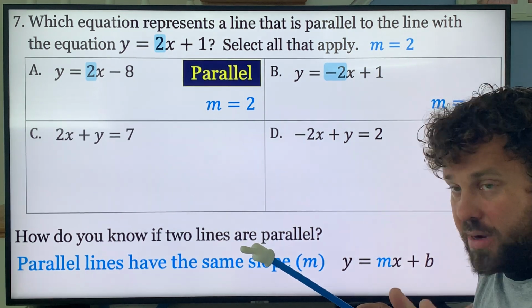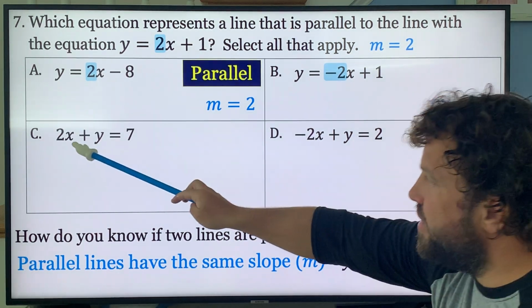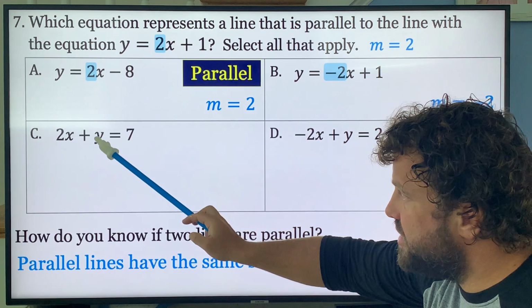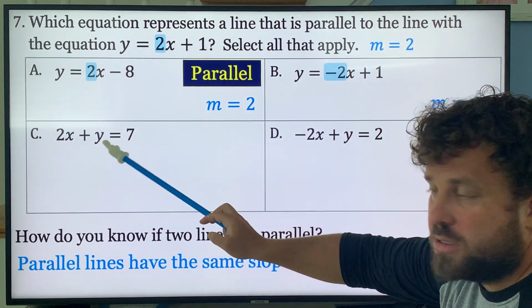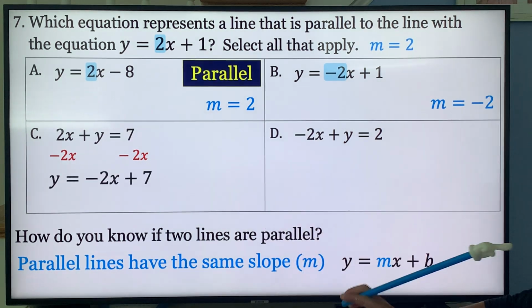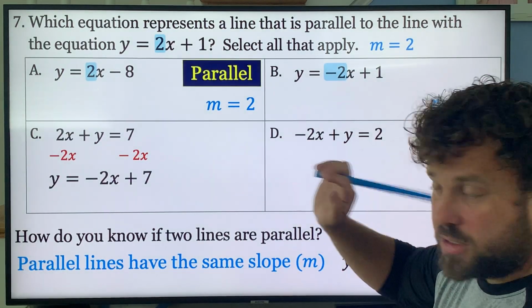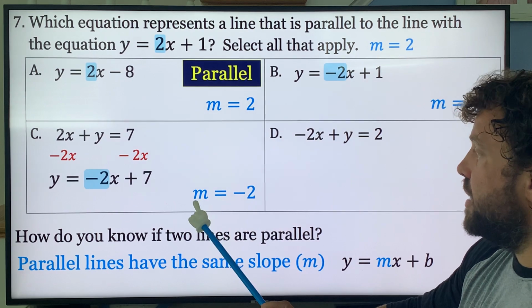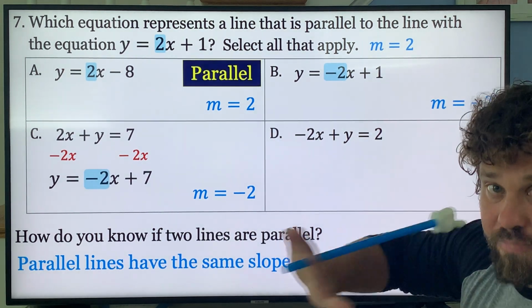Doesn't matter, not parallel. Right here, in this case, you want to isolate y by itself. It has to be y equals. So to get 2x to the other side, you have to subtract 2x from both sides. y equals negative 2x plus 7. What's my slope? Negative 2. Negative 2 is not the same as 2. Not parallel.